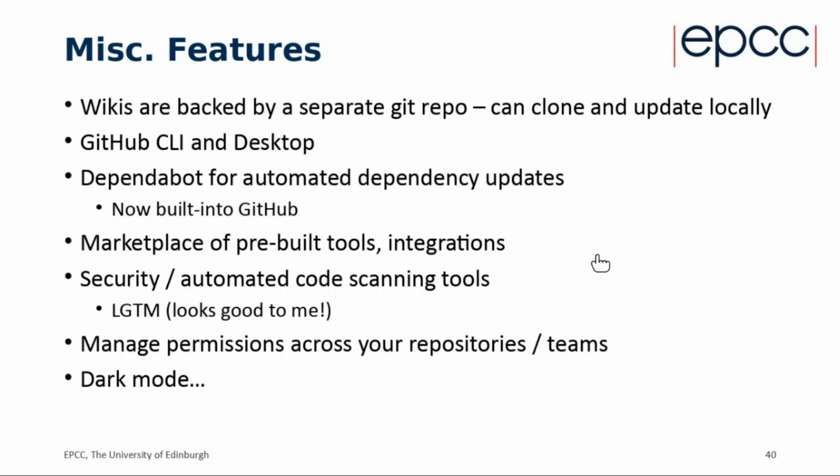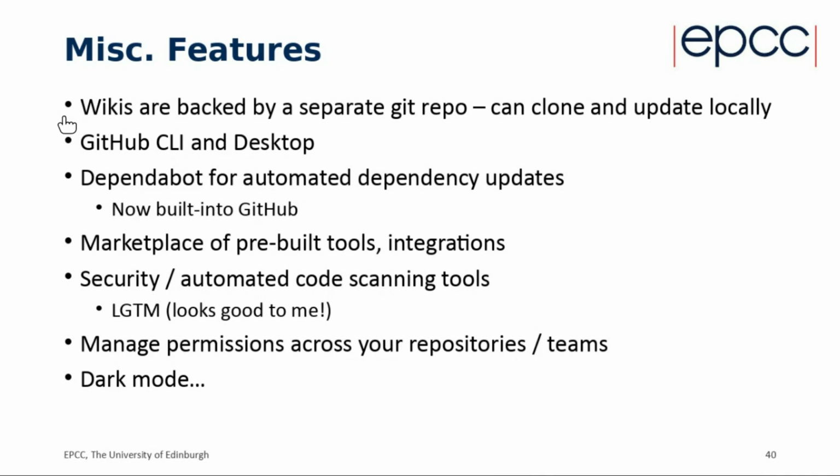I just wanted to briefly mention some other features that are useful, or some other random notes and bits of knowledge. The wikis are actually, behind the scenes, their own Git repo, so you can clone them down locally and edit them and then push them back. So if you want to make some more sweeping changes to your wiki, that's quite useful. I mentioned GitHub Desktop before, so instead of working in the web interface, it's a particular application for your desktop, and you can manage your GitHub projects straight in it.